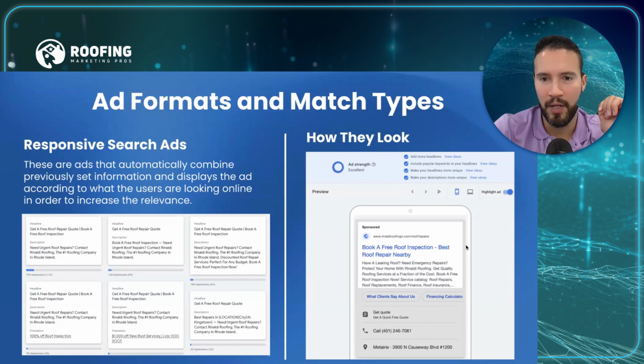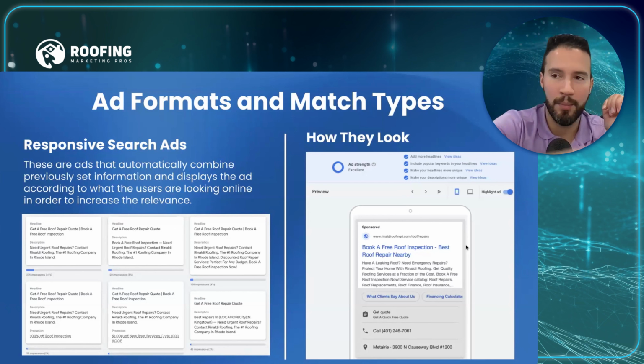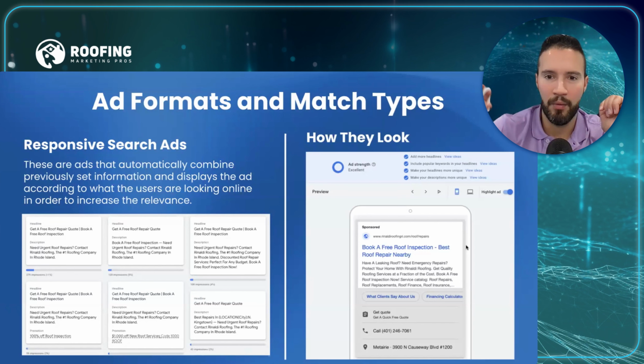But here's an example of a dynamic search ad at the top on the right. Right here, you put all the inputs on the left, and then it comes out on the right. It's going to create different variations based on what people are clicking on.